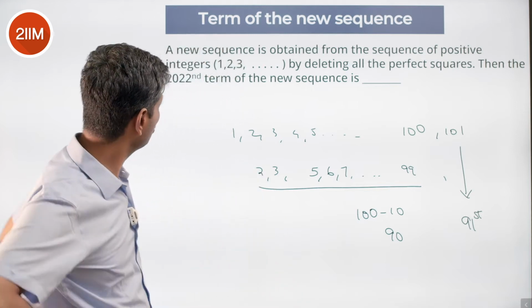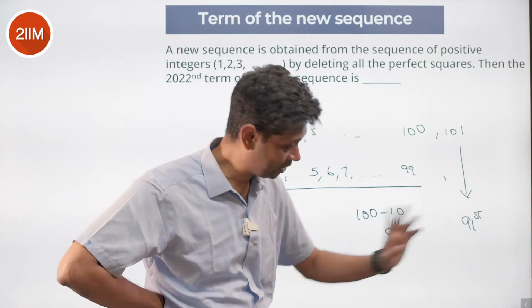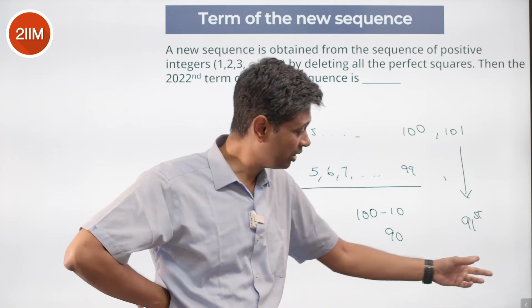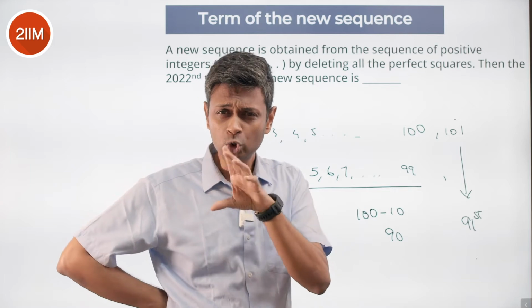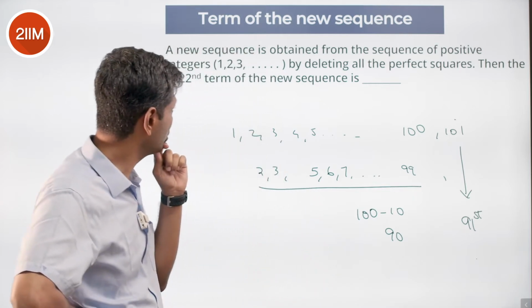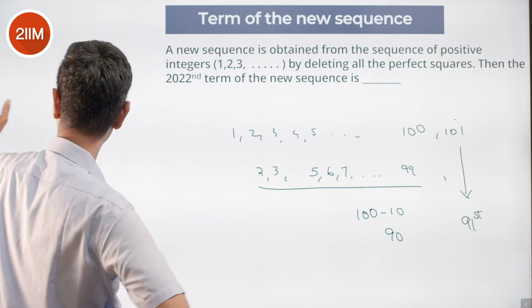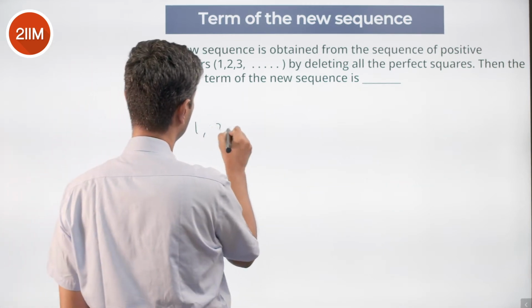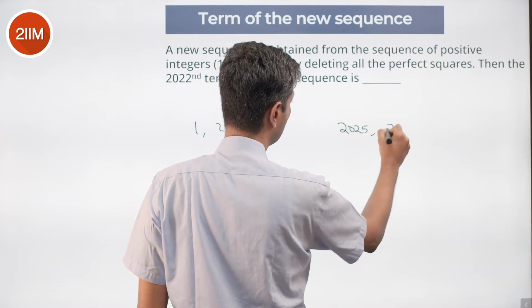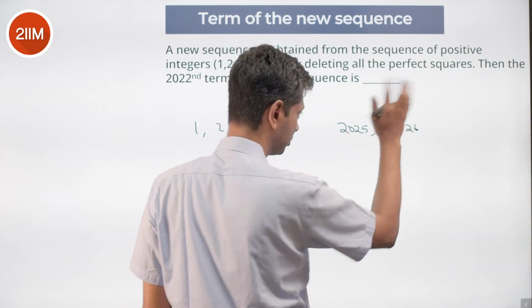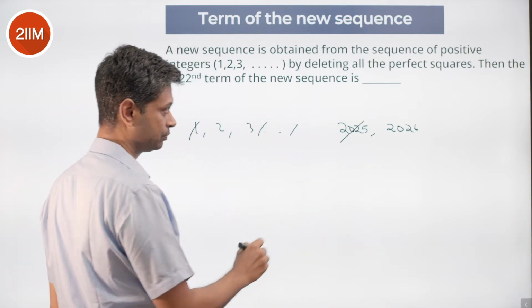So I'm going to look at this 2022nd term. Actually, going from here is difficult. I'm going to think about a square plus 1 there. Close to 2022, 2025 is a square. 45 square is 2025. So I'm going to think about 1, 2, 3 up till 2025 and then 2026, of which 1, 4, 9, all of these will disappear.